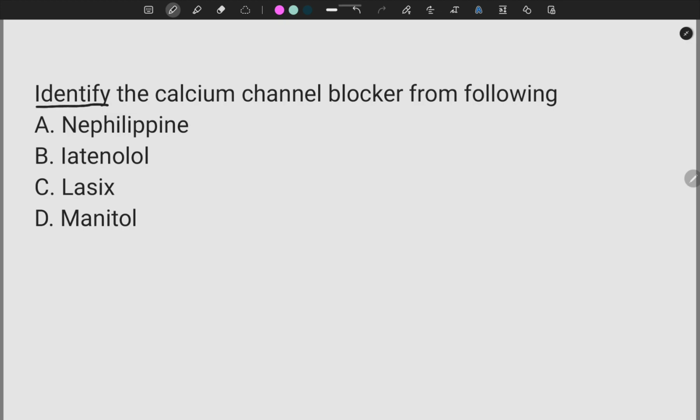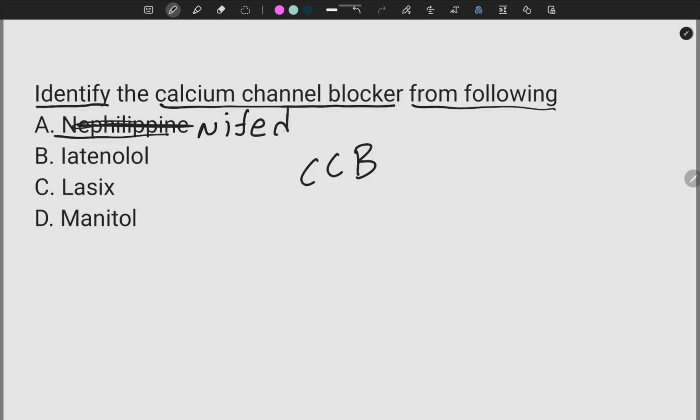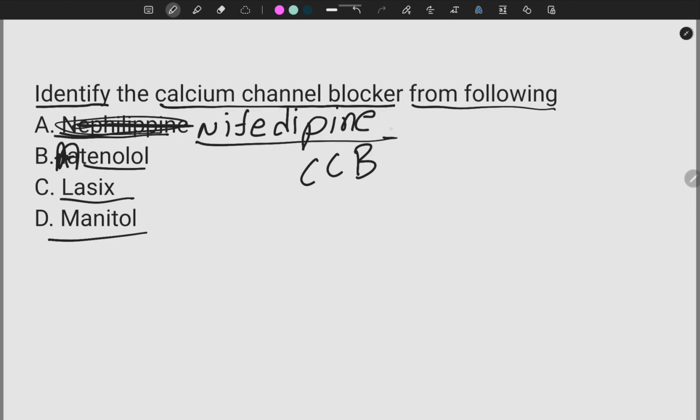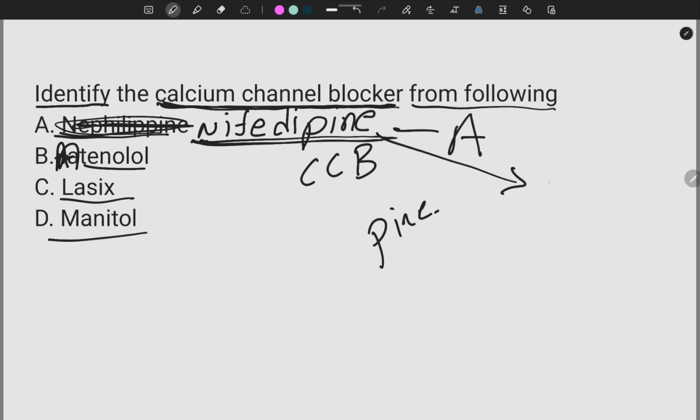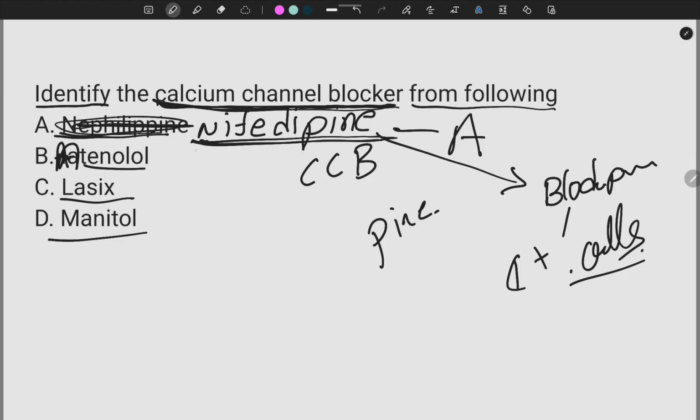The next question is, identify the calcium channel blocker, CCB, from the following. Options are nifedipine, atenolol, Lasix, and mannitol. So which one is the right answer? The right one is nifedipine, option A. So calcium channel blocker drugs end with pine. Nifedipine is known as a calcium channel blocker, which will control the blood pressure by blocking calcium entry into the cells. So these are called calcium channel blockers, that is nifedipine.